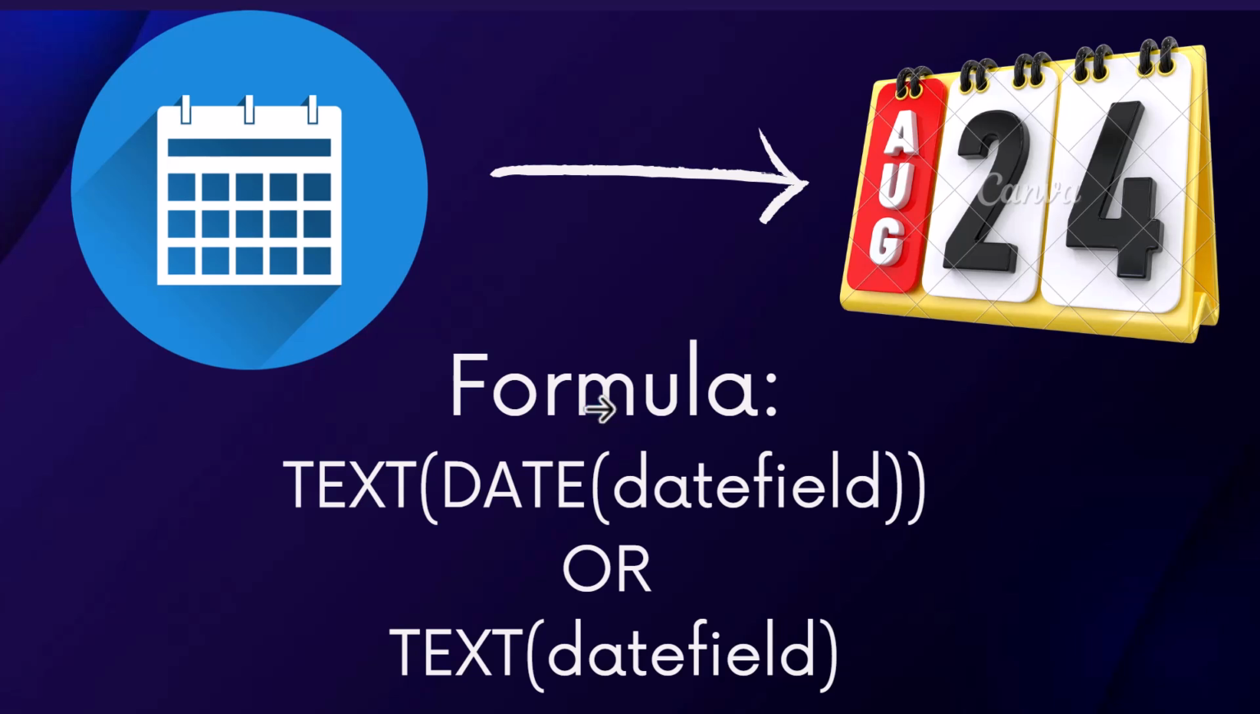So if you want to convert the date field to a text data type, for this we have to use different formulas, and the syntax of both formulas is given on your screen. The first one is that we can use both the text and date functions together to convert the date to text format. For this, we fetch the date by using the date function and we pass this date to a text function to convert it into text.